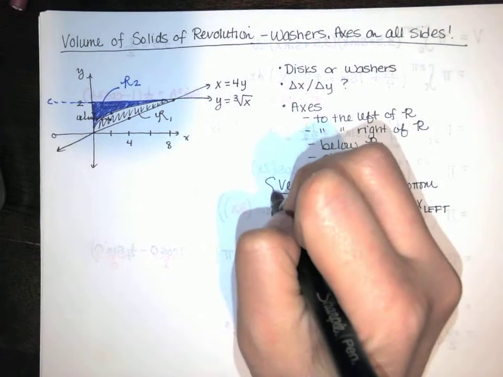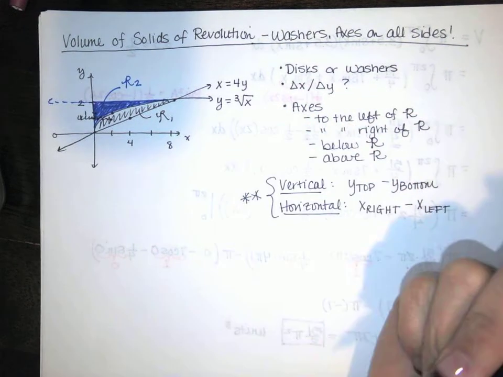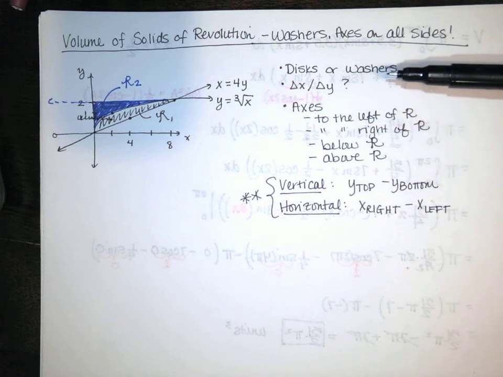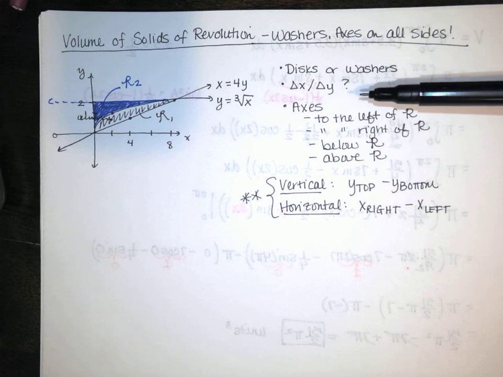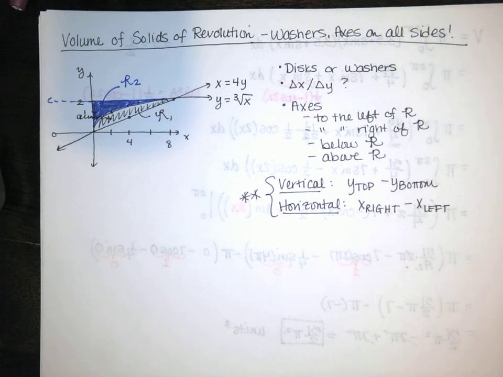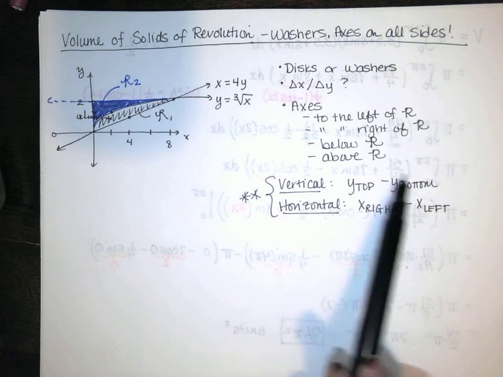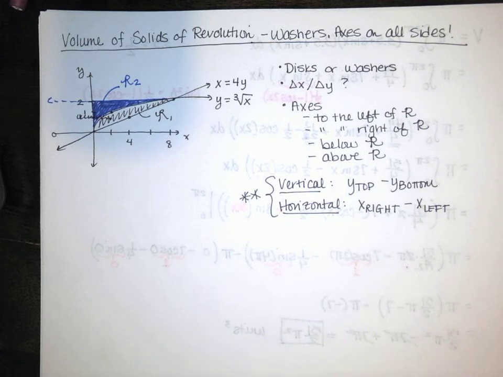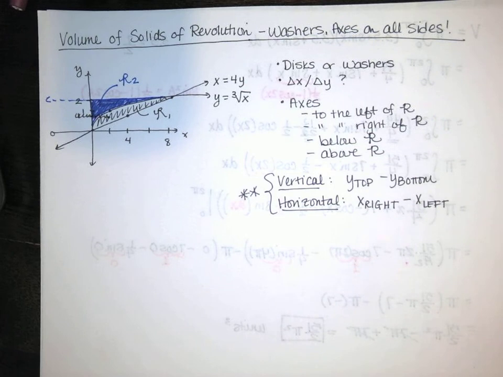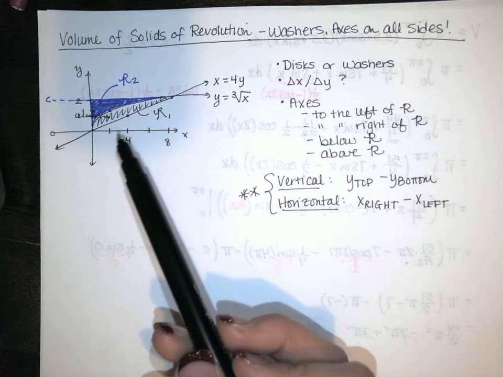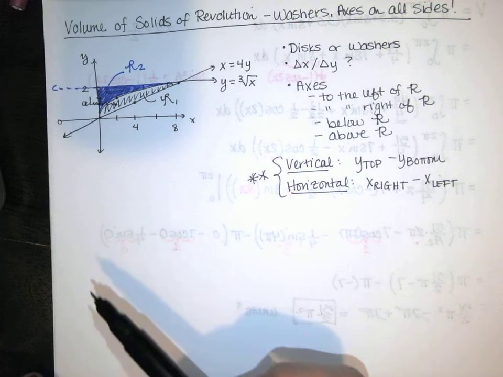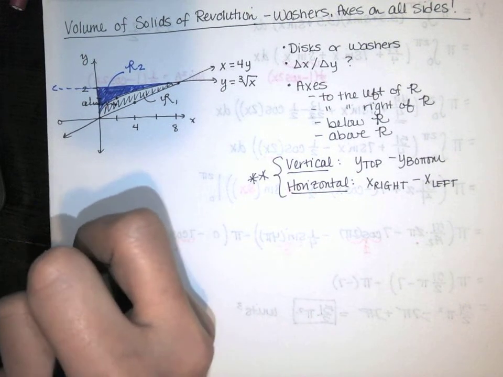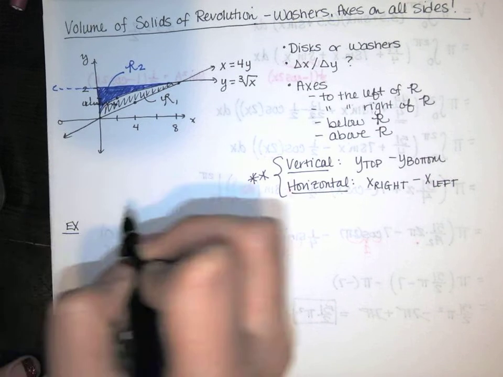So we're going to keep coming back to this over and over again. And we're going to look at when we have disks versus when we have washers, whether we're integrating with respect to x or y, and what happens when the axis is to the left, the right, above, or below. But if you keep this in mind, I think it's going to be enough to figure all of this out. So let's take region 1, let's say, and revolve it around x equals 8 as our first example.